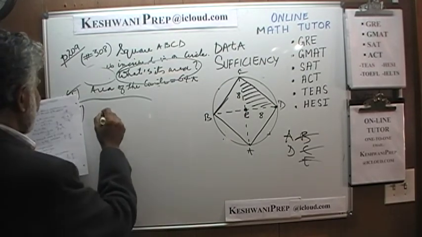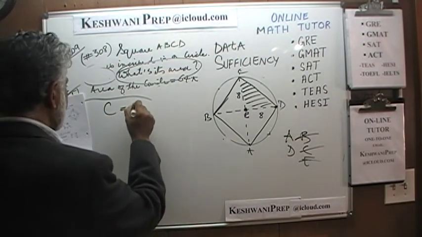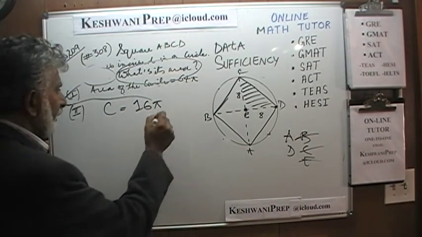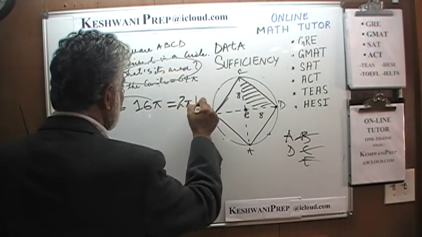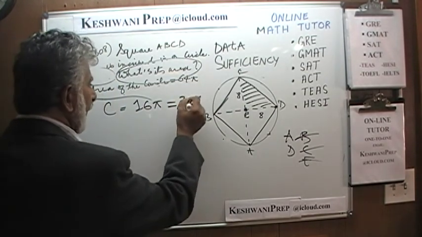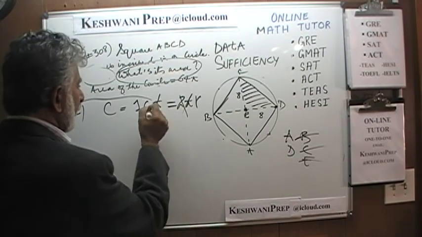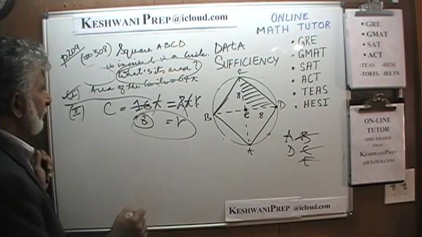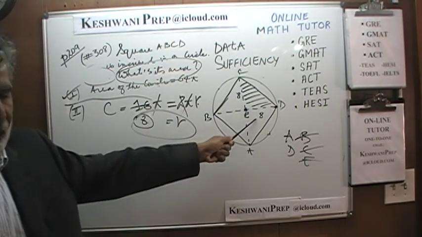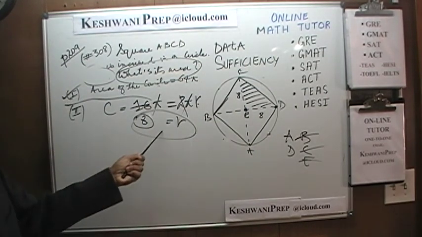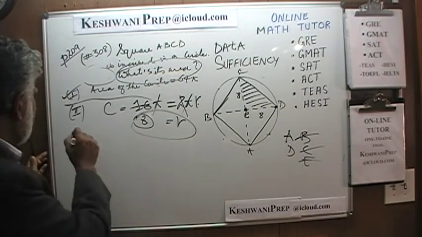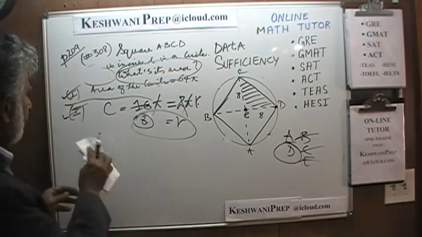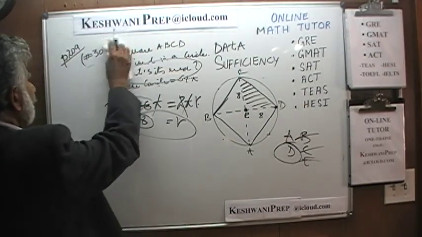The second statement tells us the circumference of the circle is 16 pi. Again we know circumference is equal to 2 pi r. Pi is going to drop out, and 2 is going to cancel out with 16 to give 8. There you go, r equals 8. Same information as before. Once we know r is 8, we do the same exact thing that we did before to get the area of the square. The second statement is also enough. The answer is D. Number 309.